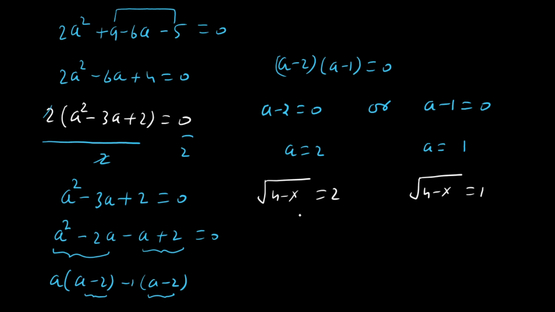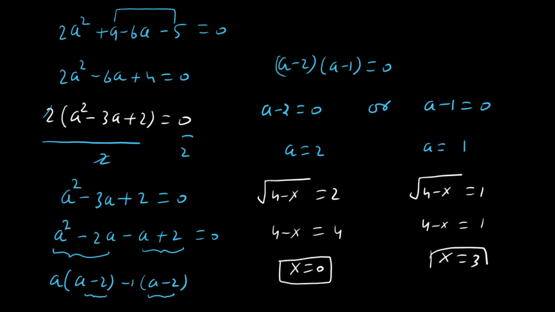If we square both sides, then in the left hand side the square root is cancelled out by the square, then 4 minus x equals 2 square, that is 4, and the value of x is 0. And here if we square both sides, then in the left hand side the square is cancelled out by the square root, then 4 minus x equals 1, then the value of x is 3. We have two possible values of x. First value of x is 0 and second value of x is 3. This is our final answer.